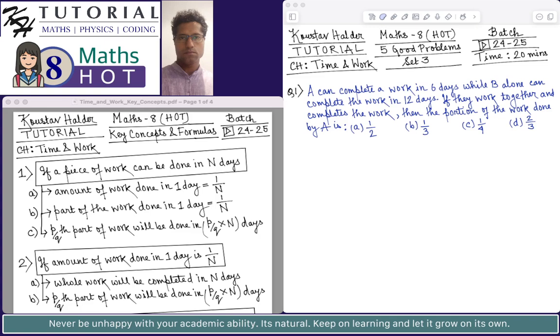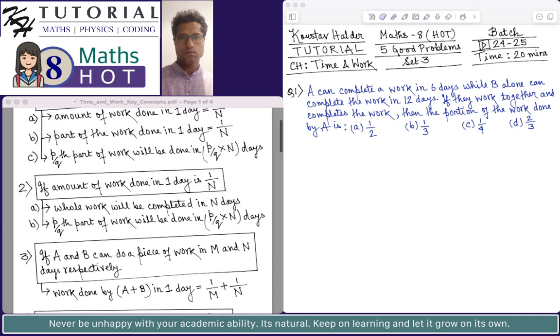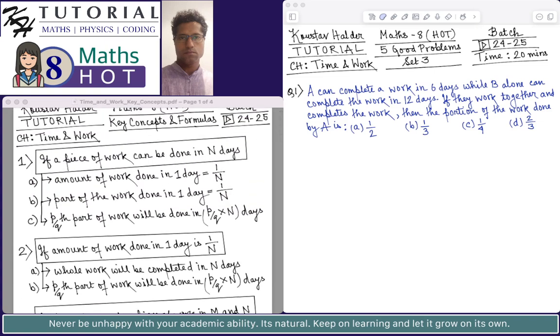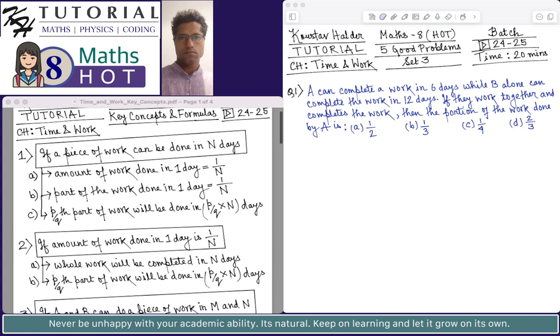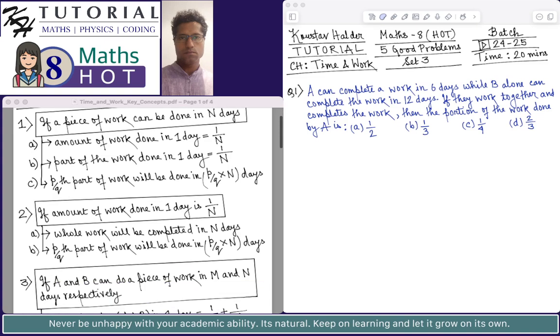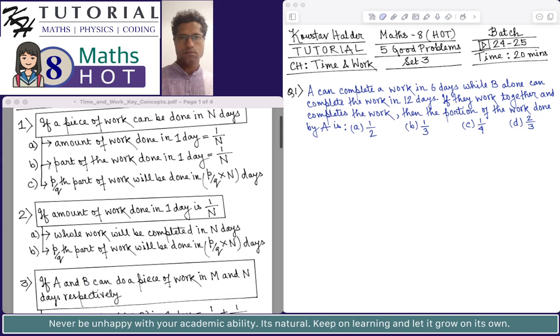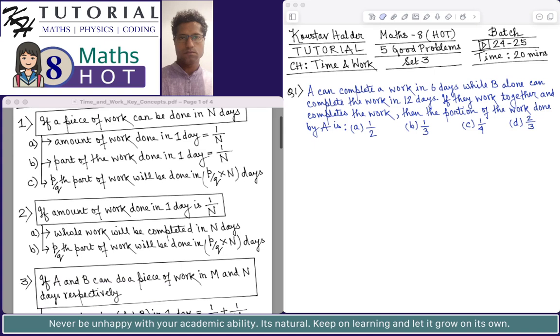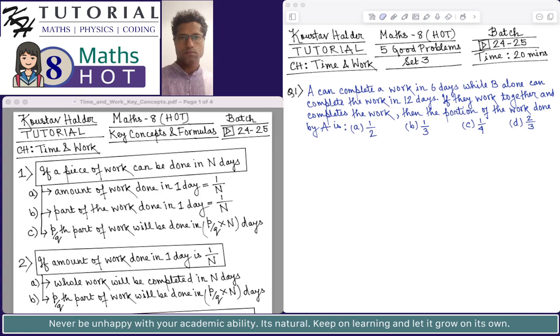On the left hand side, you can see the list of key concepts and formulas that I have prepared on the chapter of time and work, and each concept is numbered, and also each concept is part of a number and a subpart, that is 1A, 1B, 1C, or 2A, 2B, like that. I will refer to the number of the concept that I apply at a particular step in solving a problem, so that it will be easier for you to correlate the concept and the solution. Okay, so let's start solving the problems.